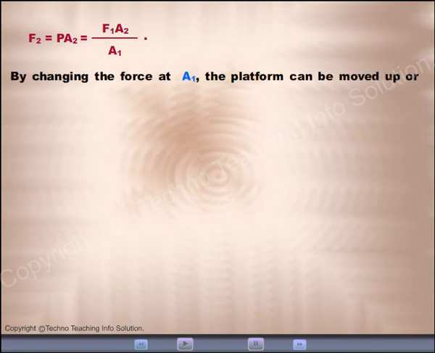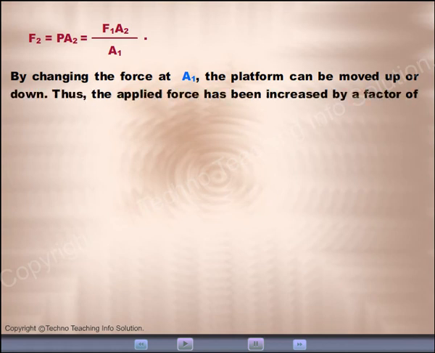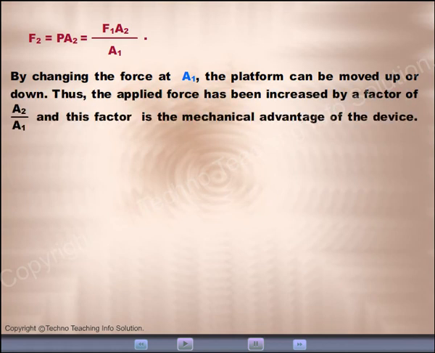F2 = P A2 = F1 A2/A1. By changing the force at A1, the platform can be moved up or down. Thus, the applied force has been increased by a factor of A2/A1, and this factor is the mechanical advantage of the device. The example below clarifies it.